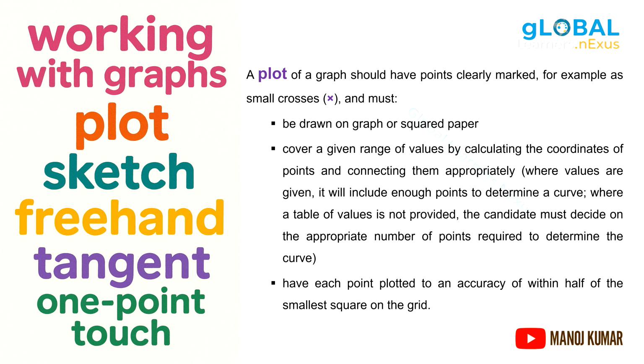A plot of a graph should have points clearly marked, for example as small crosses, and must be drawn on graph or squared paper. Cover a given range of values by calculating the coordinates of points and connecting them appropriately. Where values are given, it will include enough points to determine a curve. Where a table of values is not provided, the candidate must decide on the appropriate number of points required to determine the curve. Have each point plotted to an accuracy of within half of the smallest square on the grid.